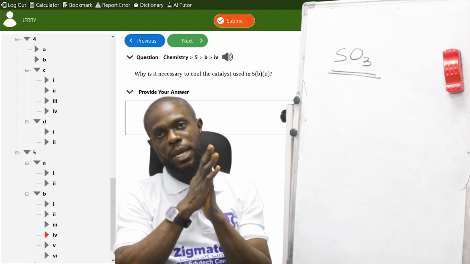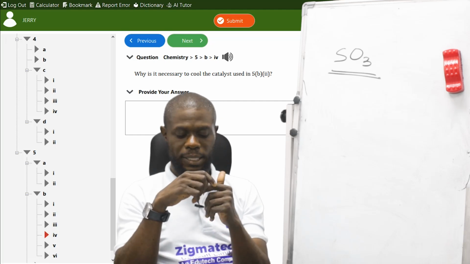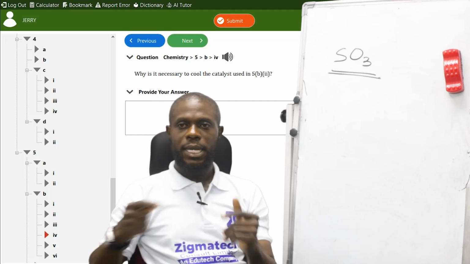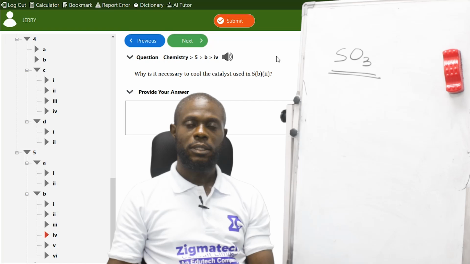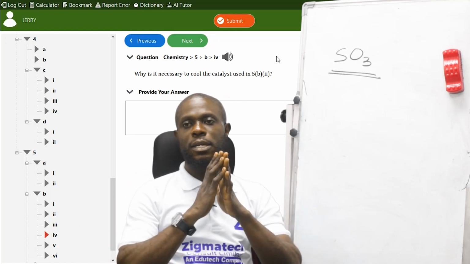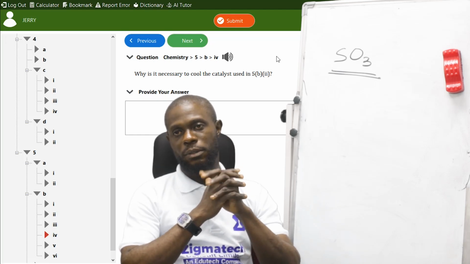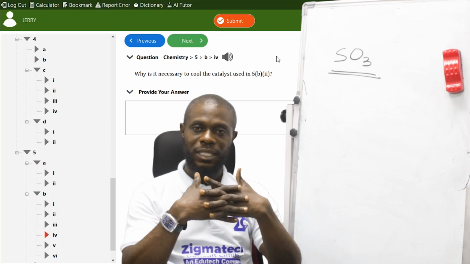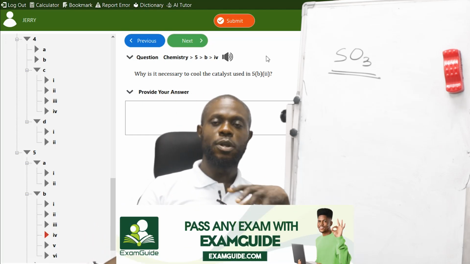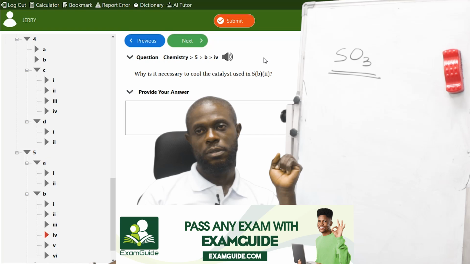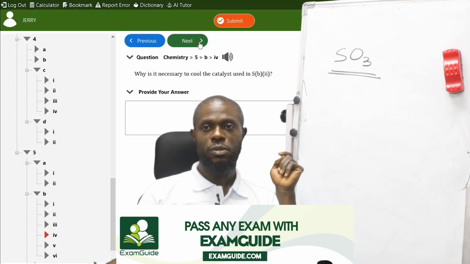The catalyst used, like we said, is vanadium oxide on platinized asbestos. Now, why is it necessary to cool it? It is necessary to cool it because it will enhance the formation of more products. So when being cooled, the products are formed easily. That is the reason: this SO3 is formed easily when being cooled.